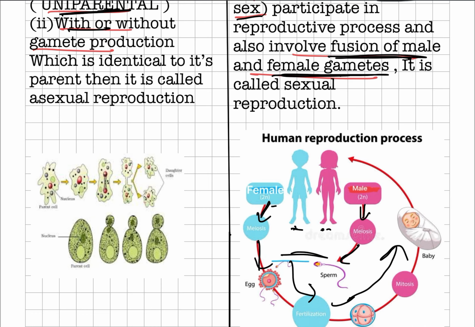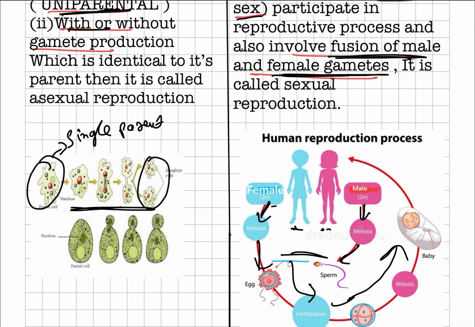Whereas in asexual reproduction, a single cell divides into two different cells. Also, a single parent makes daughters. So this is an example of yeast, and this is an example of amoeba.